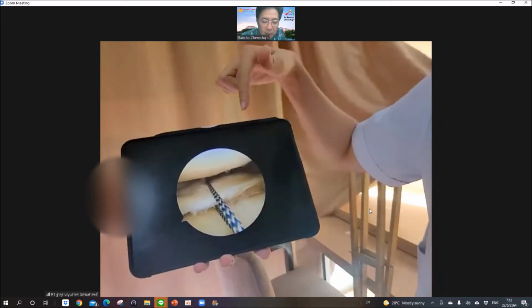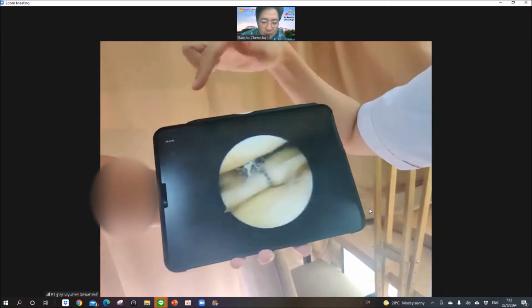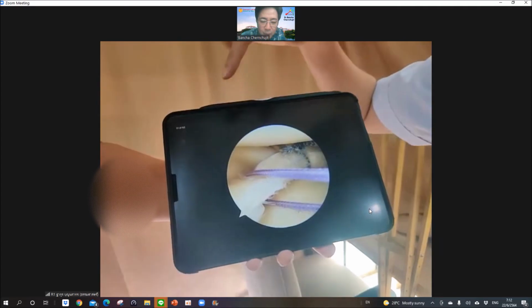After that, we do the repair of the meniscus. Yes. Okay, is the patient watching?